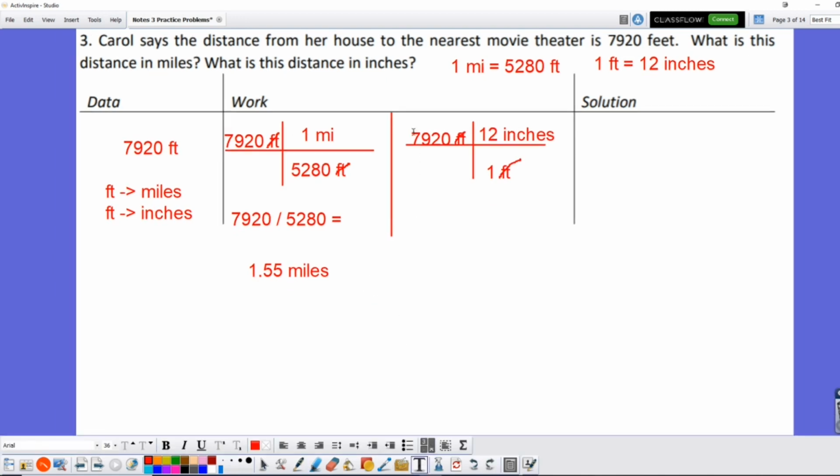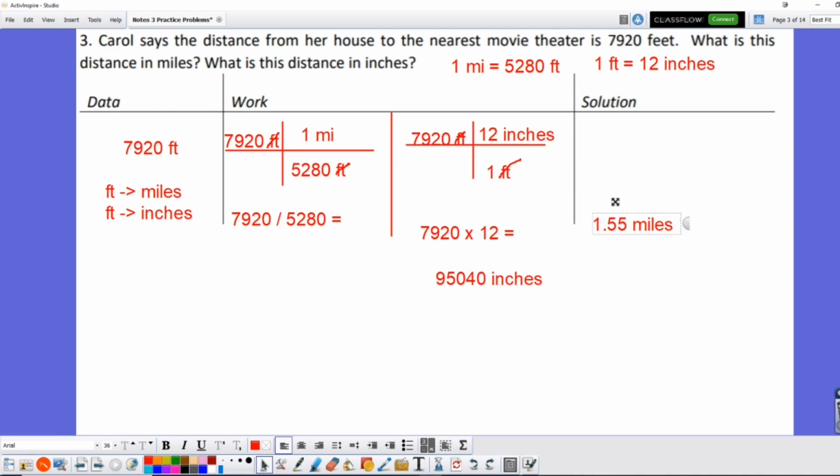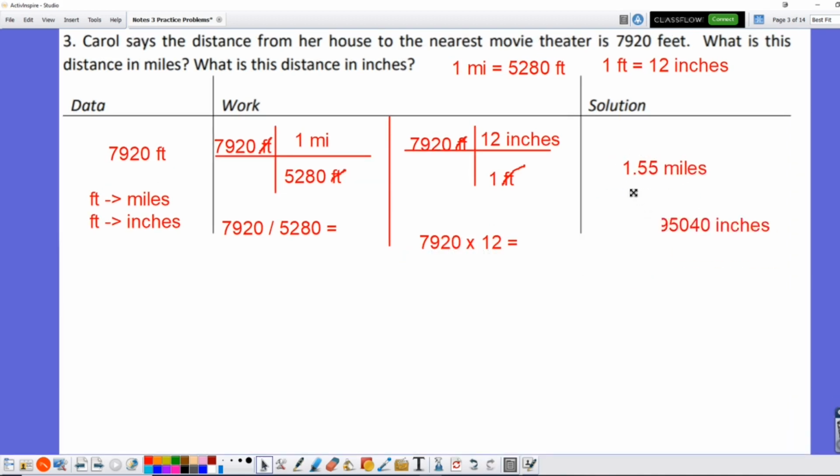And in this case, I multiply the top, multiply the bottom, do top divided by bottom. So 7,920 times 12 divided by 1. But I don't really need to write that. If you understand that dividing by 1 will just give you the same answer, I can just leave it as 7,920 times 12, and that gives me an answer of 95,040 inches. Okay, so those are my two answers. 1.55 miles and 95,040 inches.